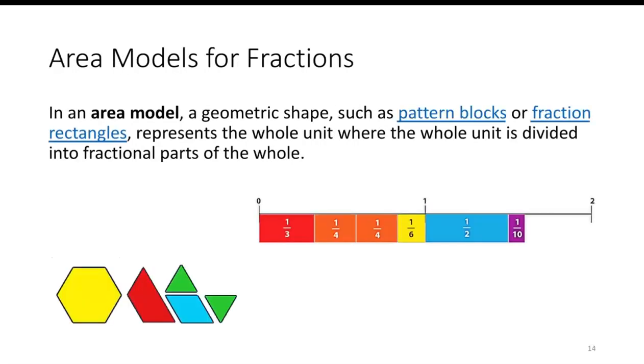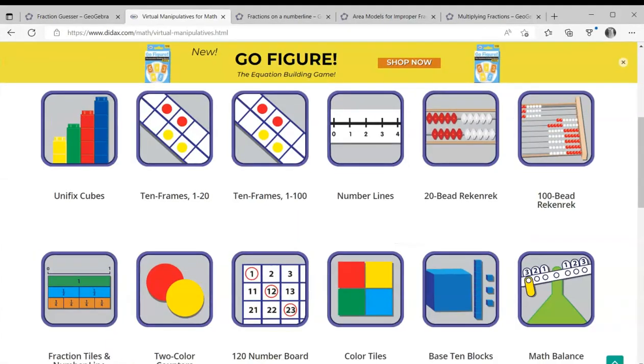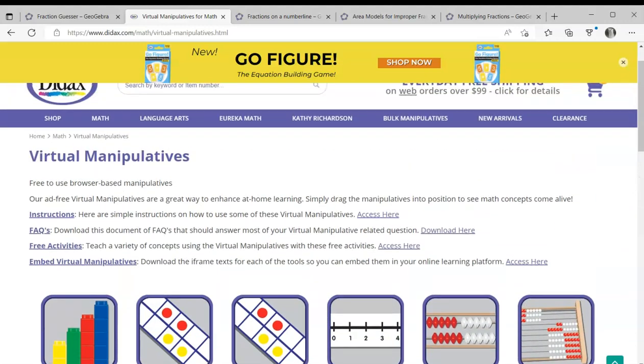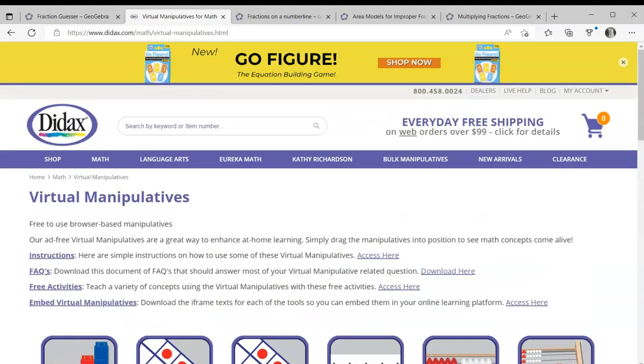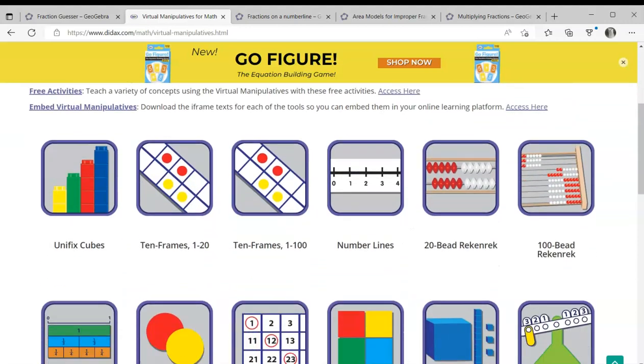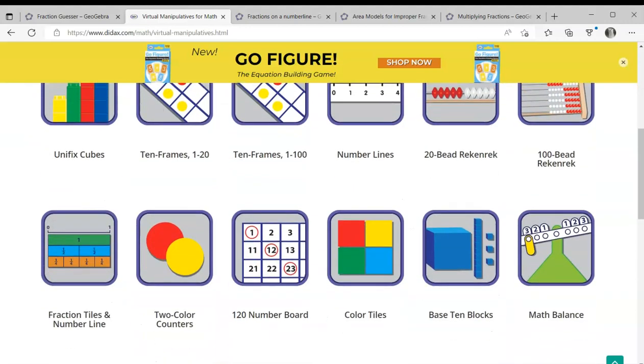And if you're looking for a virtual set, there are a lot of different virtual sets that you can find for free. One great resource, well, GeoGebra is one good resource, but another one is Didax. They deal with actual manipulatives, but they do have some virtual ones as well that are free to use. And here are some of the ones they have.